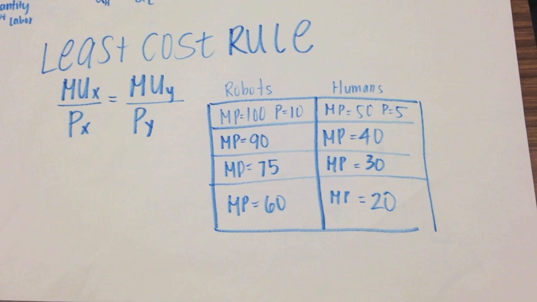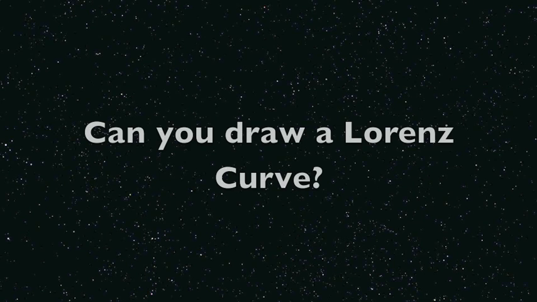Now you would look at the next quantity. A robot is still $10 to hire, but its marginal product is now 90, so that gives you a ratio of 9. Now with the human, its marginal product is 40, and its price is still 5, which gives you a ratio of 8. So, because the robot has a higher ratio of 9 to 8, you would then spend your remaining $10 on a robot.